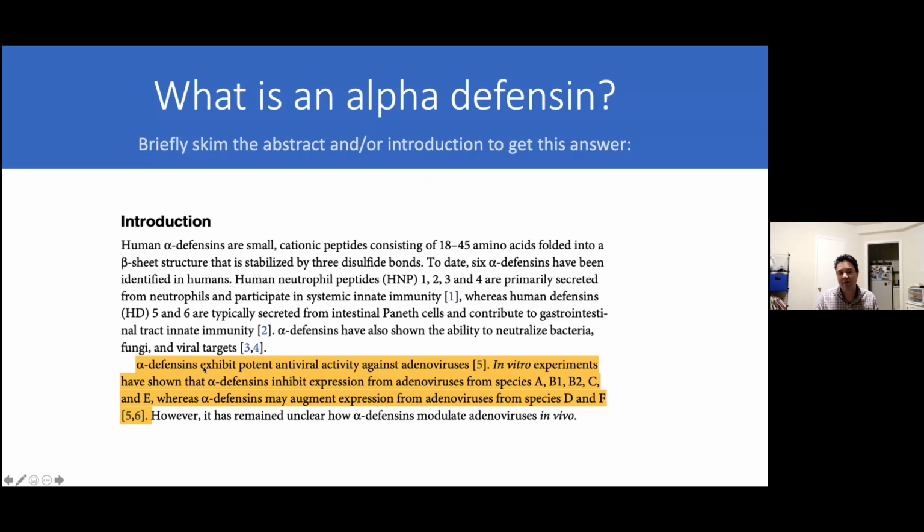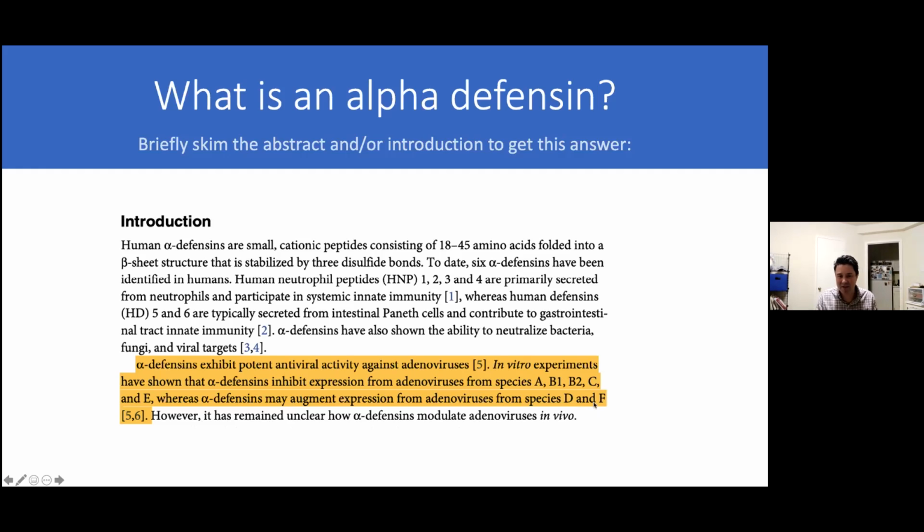The first line: alpha defensins exhibit potent antiviral activity against adenoviruses. All right, so now we're talking, right? Now this is starting to provide a little bit of substance on what that title actually says. In vitro experimentation shows that defensins inhibit adenoviruses from specific species, and alpha defensins can also augment, which means enhance, adenovirus expression from other species.